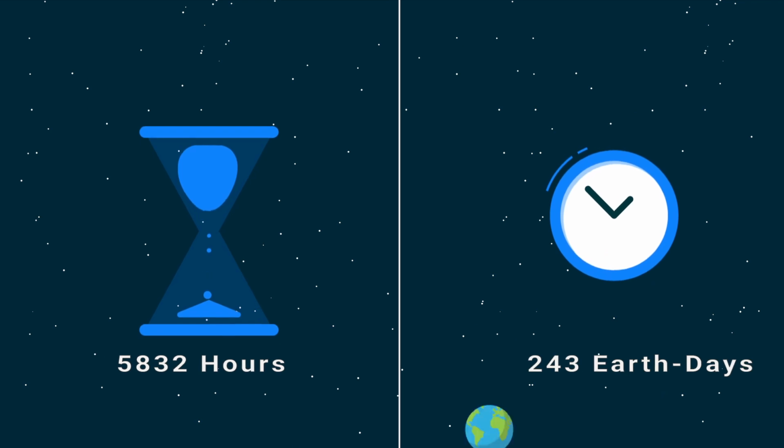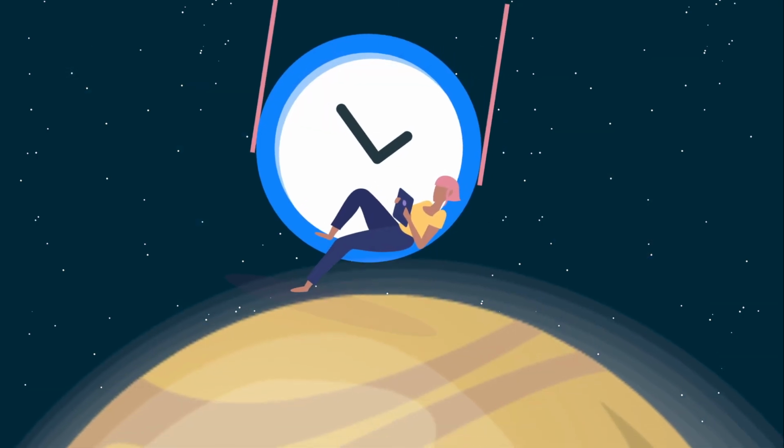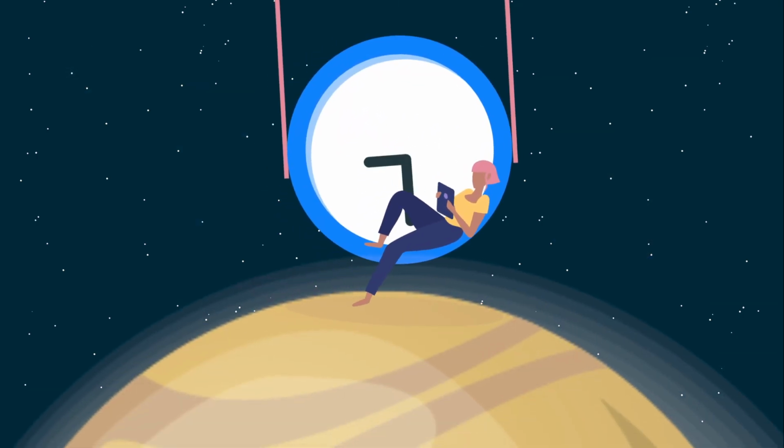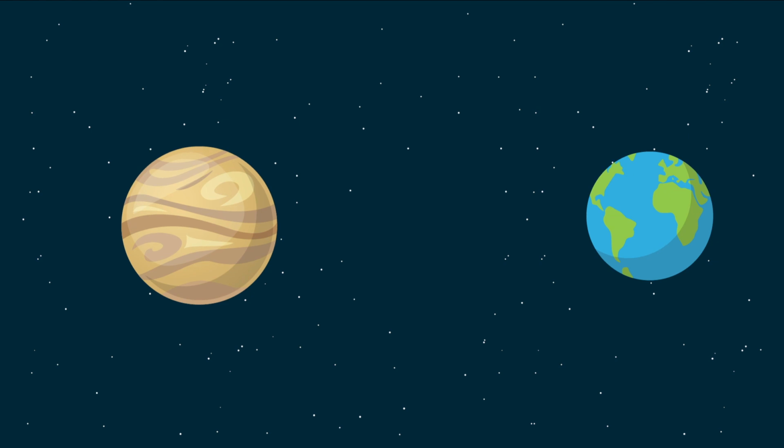Not that you'd probably notice, because a Venusian day is 5,832 hours, or about 243 days long. In fact, a day on Venus is longer than a year on Venus, so good luck trying to keep track of time. And if you're hoping for that nightmarish weather to break anytime soon, don't hold your breath.